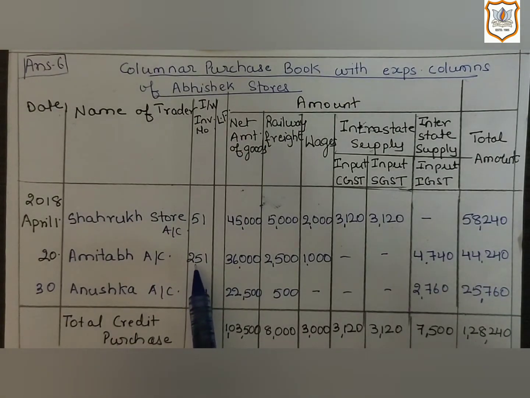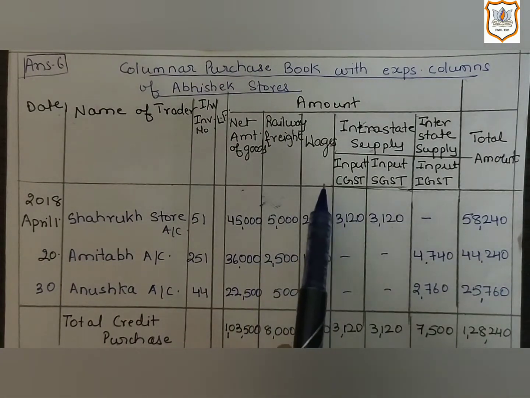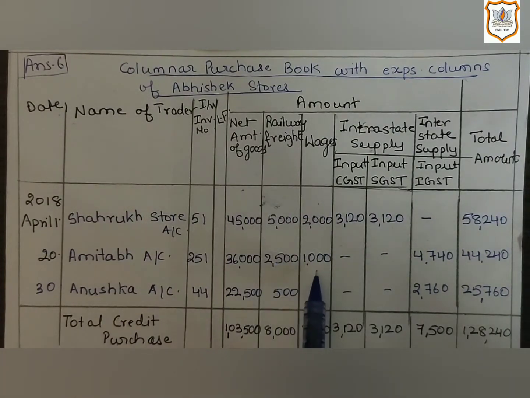number is given, that is 251, and in this column we have to record net amount of goods. That means the amount which arrives after deducting trade discount. We have purchased goods of rupees 40,000 and we are given 10% trade discount. So 40,000 minus 4,000, that is trade discount, is equal to 36,000. So net amount of goods is 36,000. Then railway freight is given here, 2,500. Then again labor and wages both are same. So here in this column we will write 1,000.